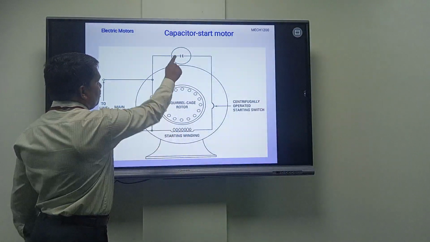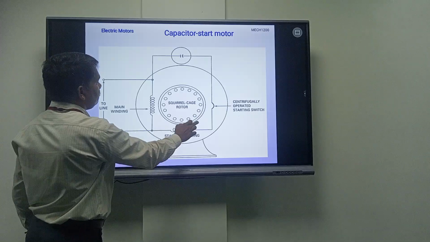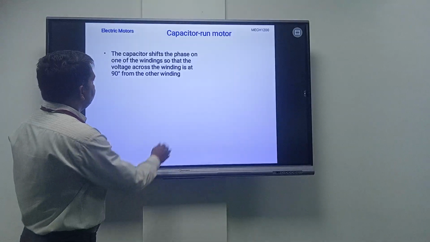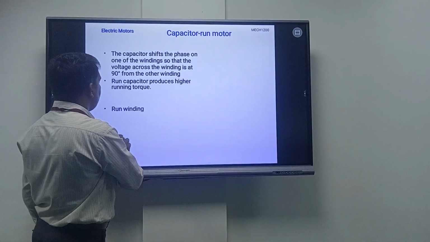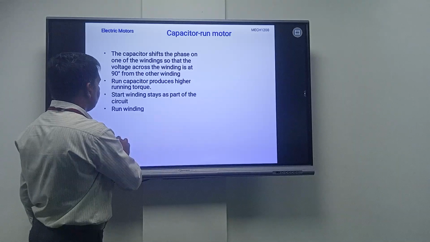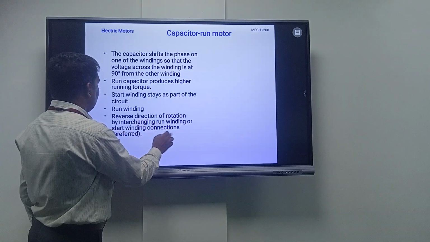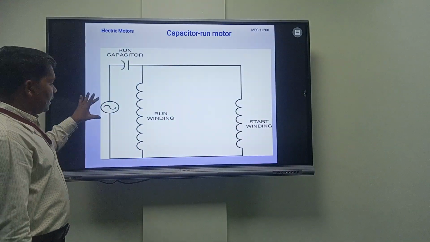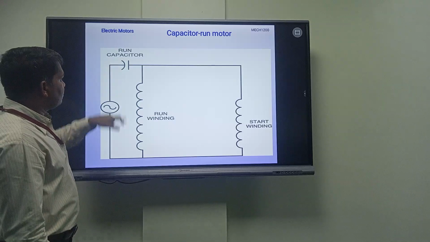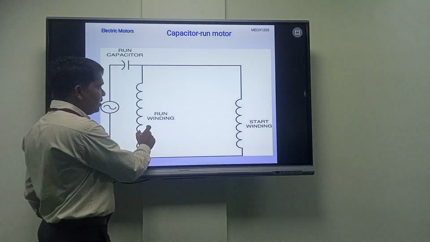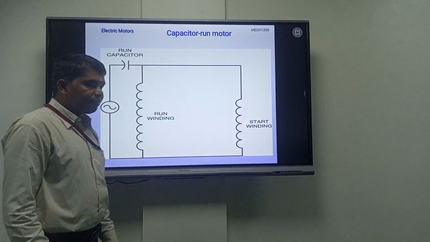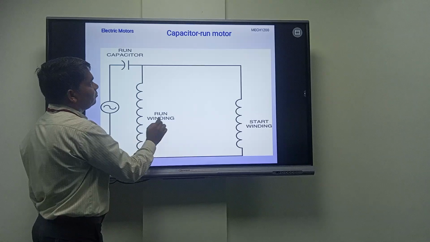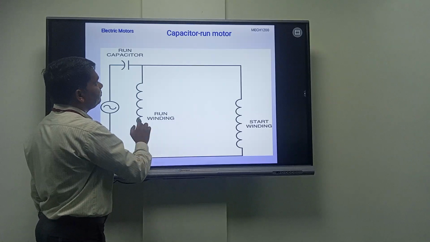Capacitors are also used. In capacitor run cases, the running winding is reversed in the same way. The diagram is like this: this is the AC supply we are giving, with the run capacitor, this is the running winding and this is the starting winding. This is the diagram for the capacitor run motor. The operation remains the same.